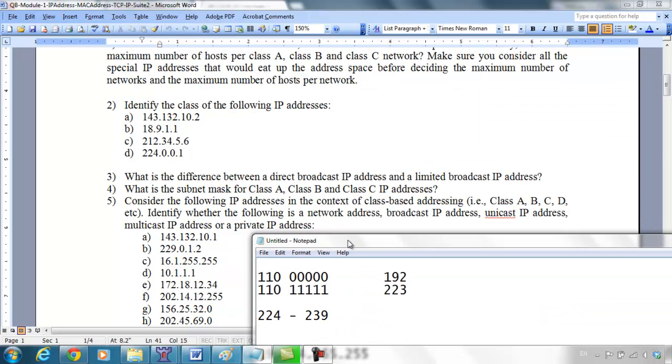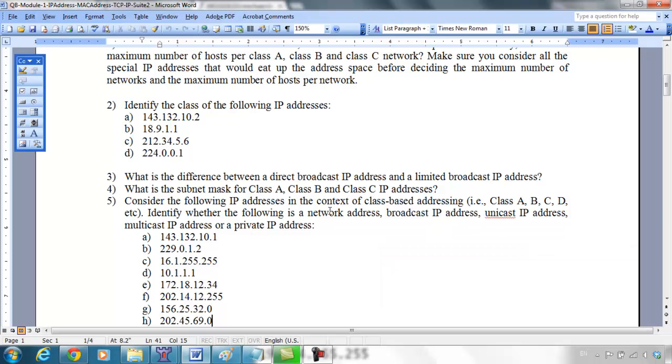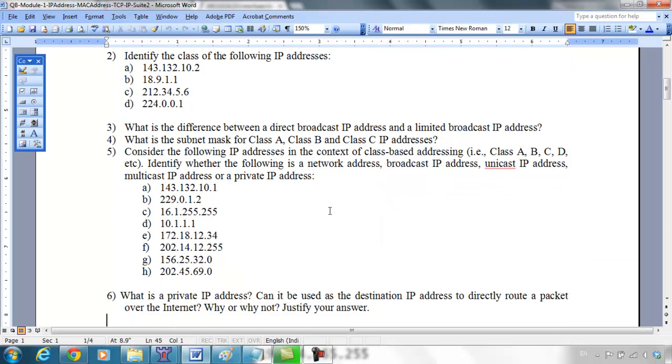Okay, so now consider the following IP addresses. We want to find out what class each is first, because in this example we're doing class-based IP addressing, and then whether it's a network address, broadcast IP address, a unicast IP address, a multicast IP address, or a private IP address.